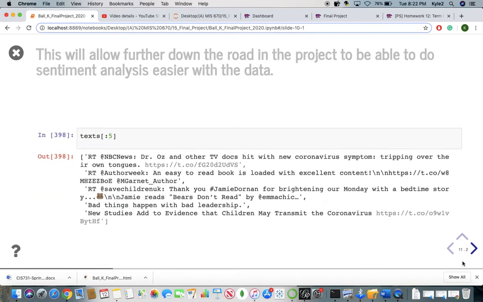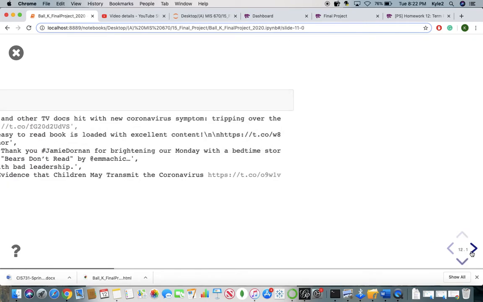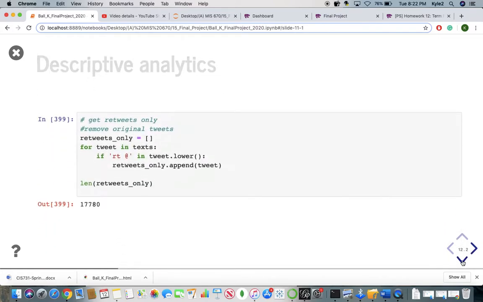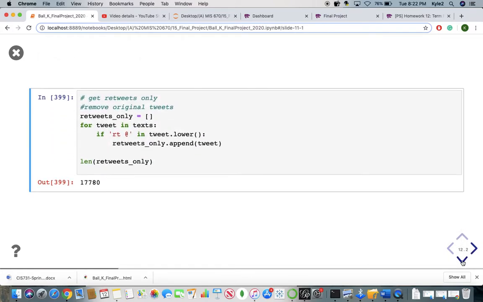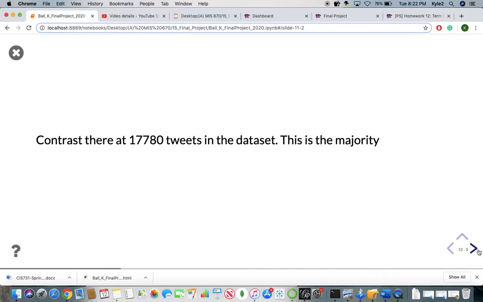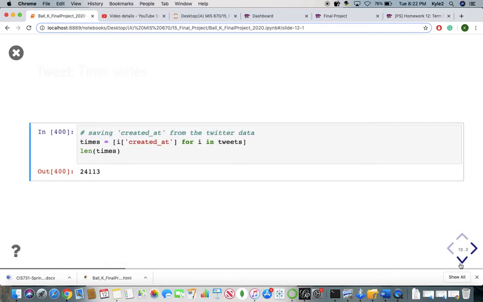So that will help us further down the project when we actually take the data. So, descriptive analytics. Retweets only, a large majority of the data set. So, time series.